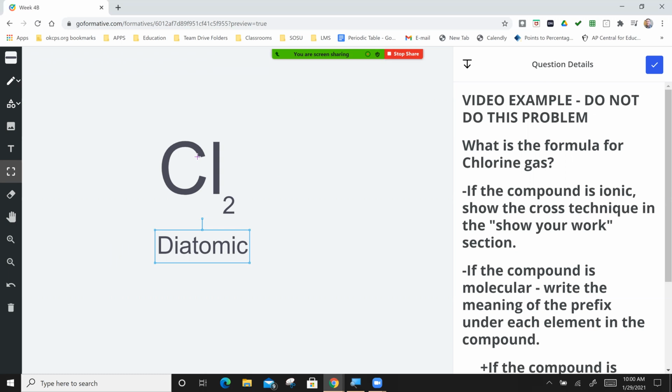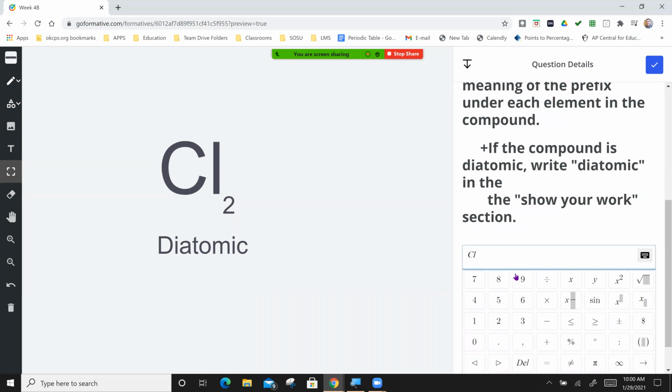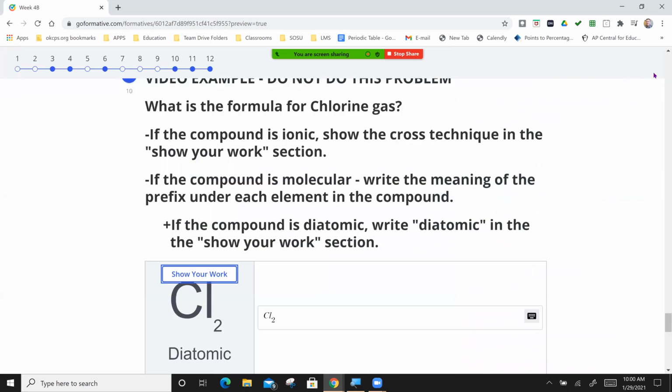There we go. That one is done. Oh, and then all we have to do is write the formula, gotta make sure we answer it. Cl, and then we'll put a subscript 2. So just because you get this right or marked green doesn't mean you're going to end up with full points. The show your work is worth a lot of points. So make sure you're doing the show your work section because I do look at those.